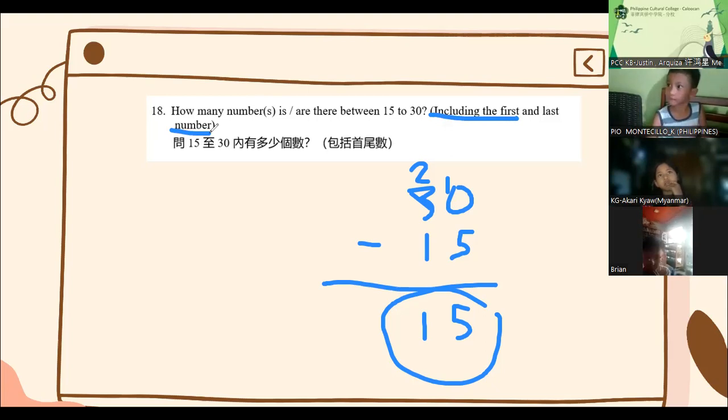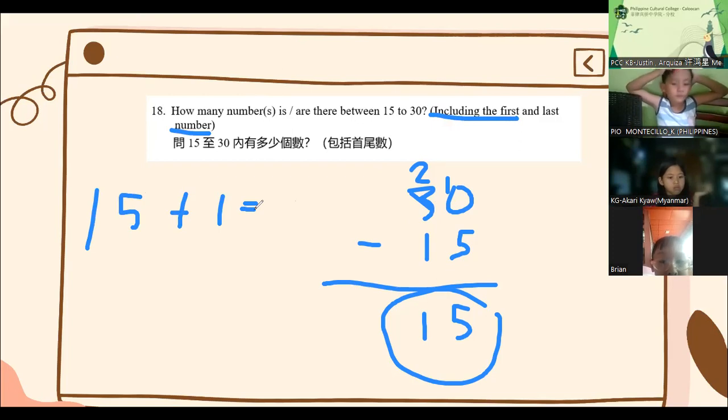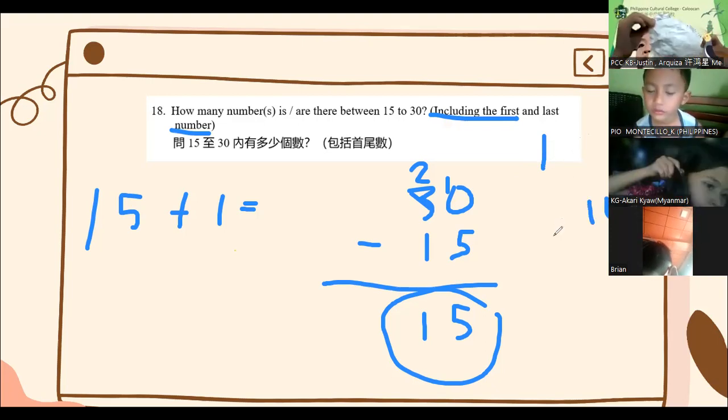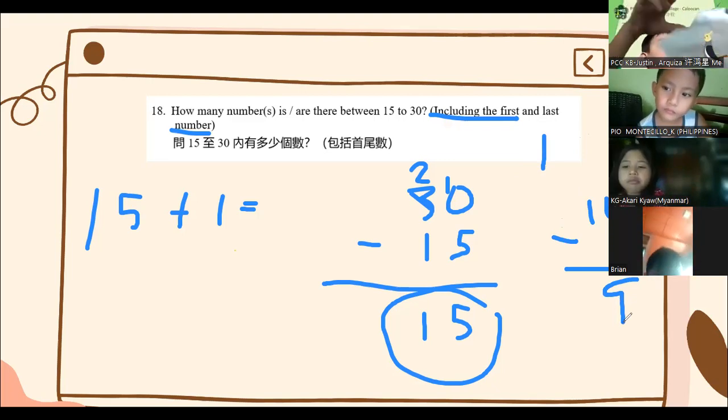So that is why instead of 15, we need to add what? One. Okay. It's 30 minus 15 plus 1. What is this one? This one represents the first number because, again, subtraction is different when you are counting. I'm going to give you a basic example. For example, how many numbers are there between 1 and 10, including the first and the last number? So if we're going to subtract this, 10 minus 1, that is equal to 9, right? Yes. But if we are counting, including number 1 and number 10, let's try to count.